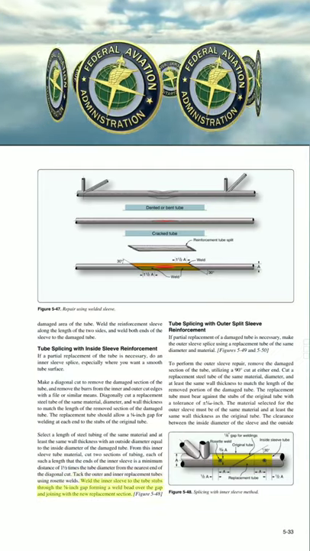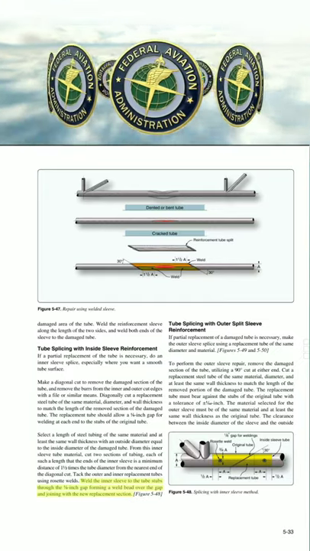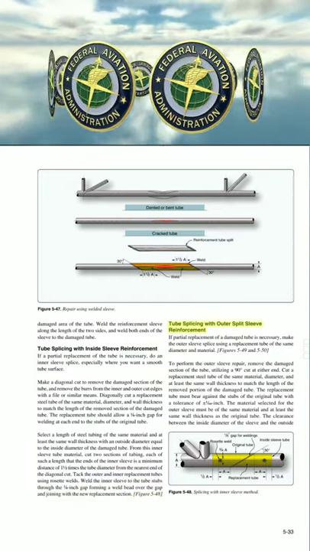Weld the inner sleeve to the tube stubs through the 1/8 inch gap, forming a weld bead over the gap and joining with the new replacement section. Figure 5-48. Tube splicing with outer split sleeve reinforcement.